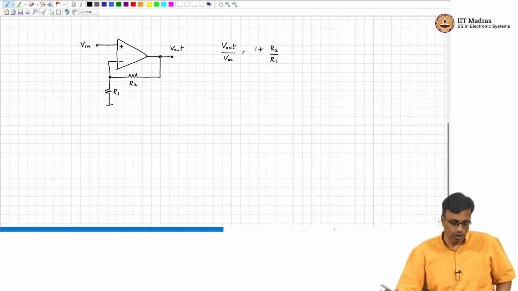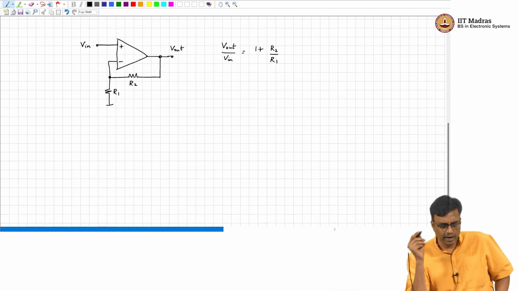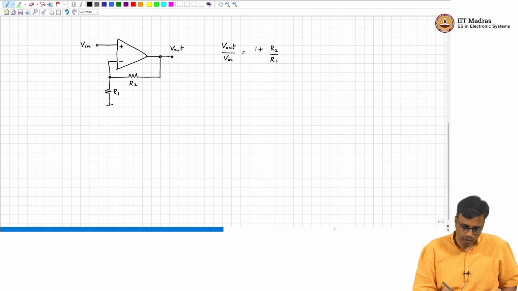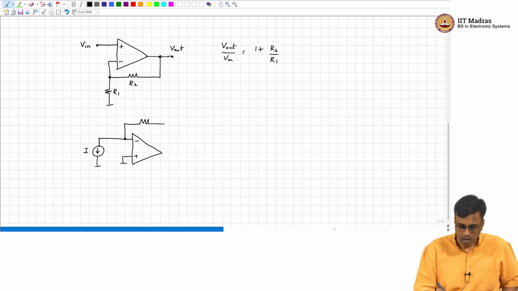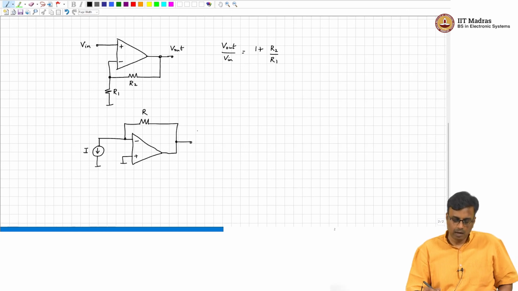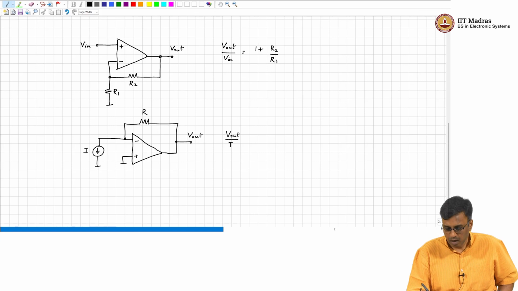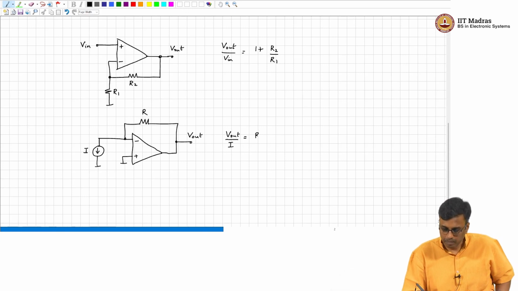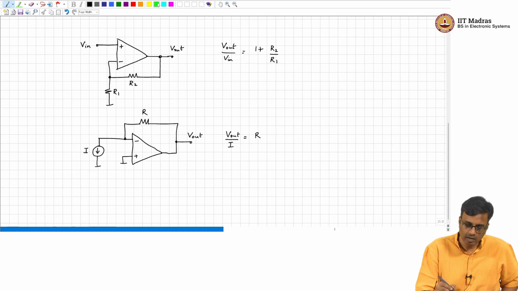The next circuit that we saw in the previous lecture, we derived this from first principles, and so did we derive the transimpedance amplifier. This was I, this is R, and this is basically V out. What is V out by I? It is R, right.